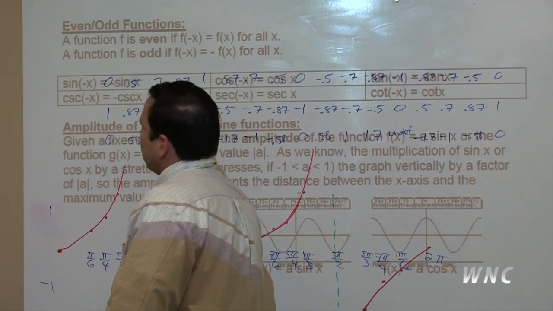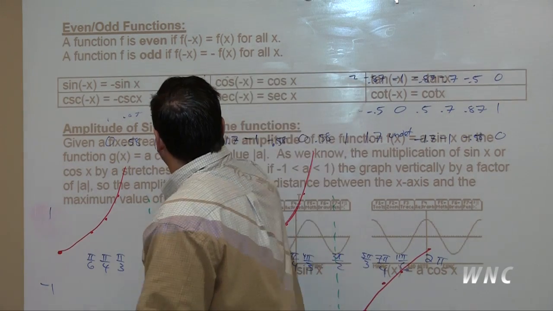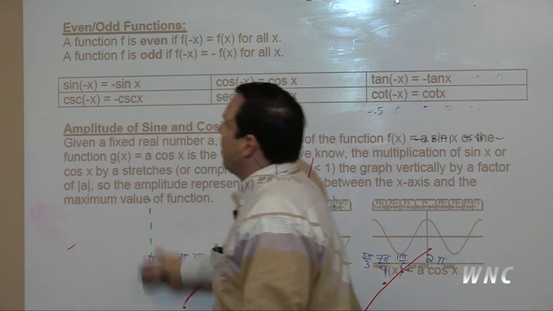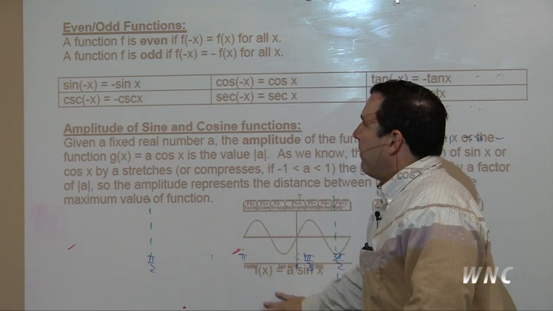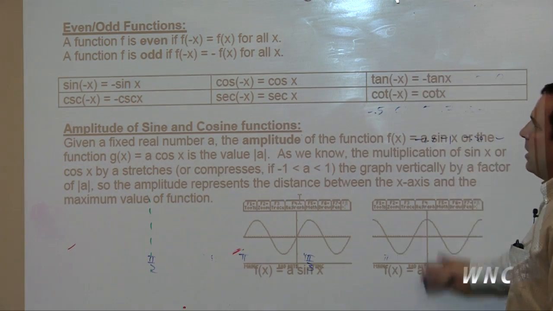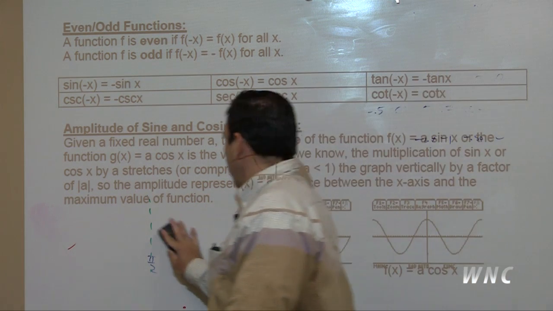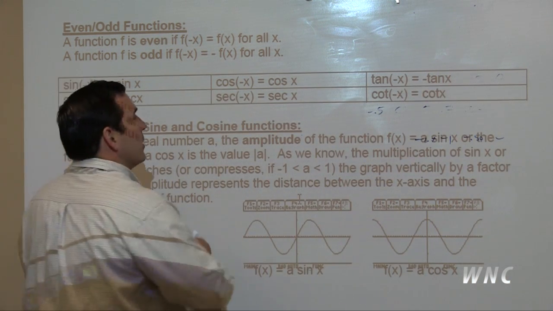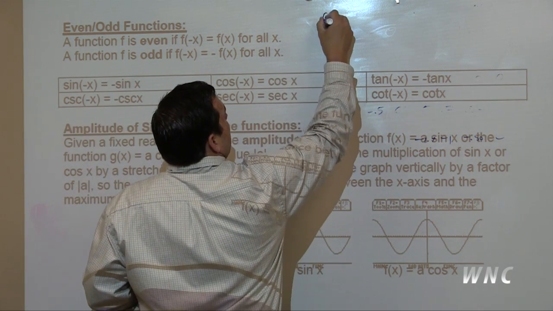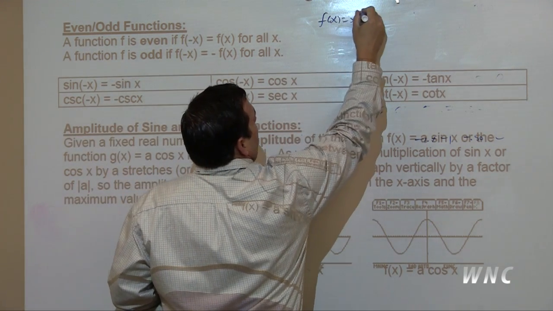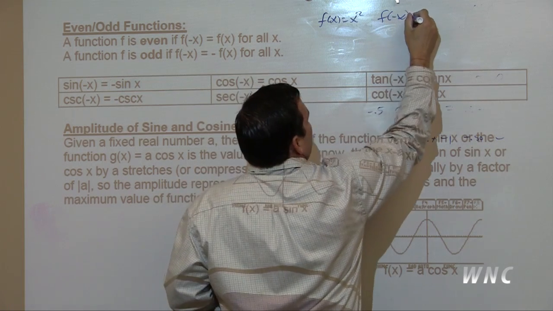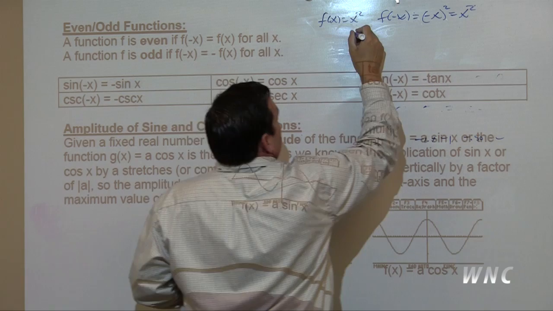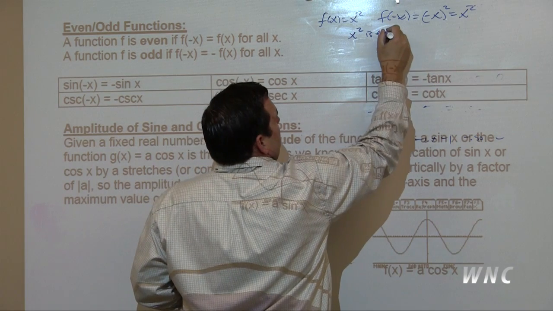Now this concept is something you've seen before, I'm very confident, but just to refresh your memory. A function f is even if f of negative x equals f of x for all x. An example of an even function, something you've seen many times, is f of x equals x squared. Well, f of negative x is the negative of x being squared, which is x squared. So x squared is even.